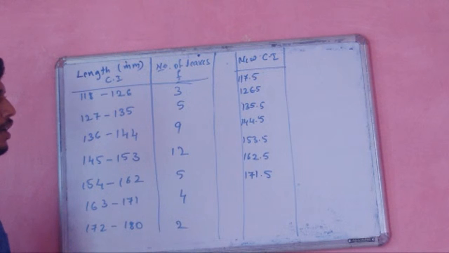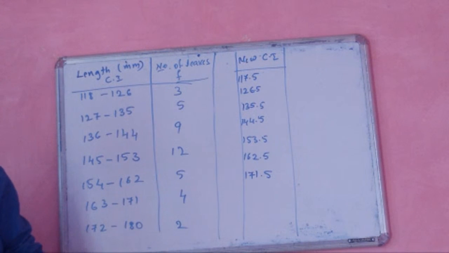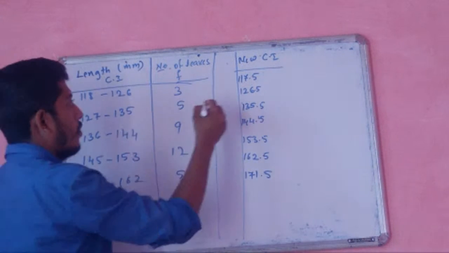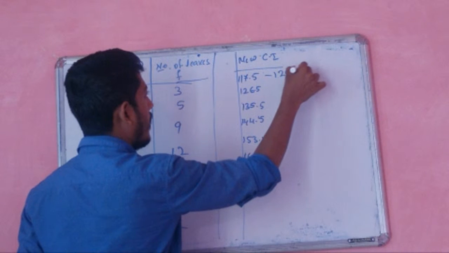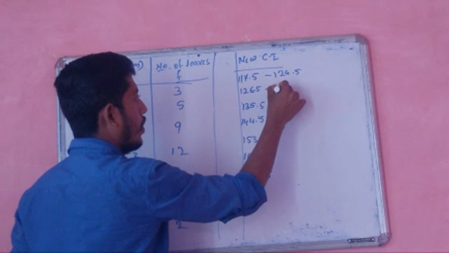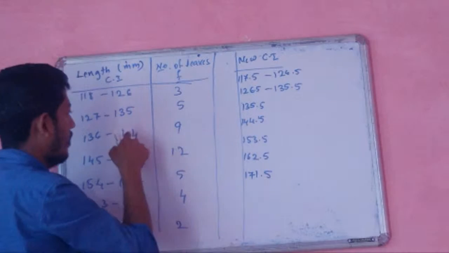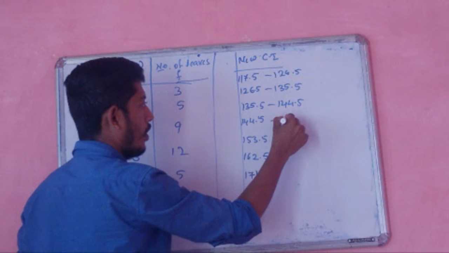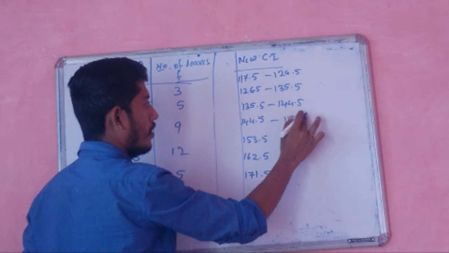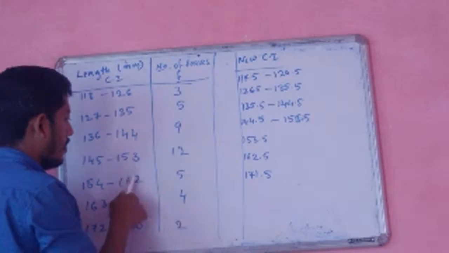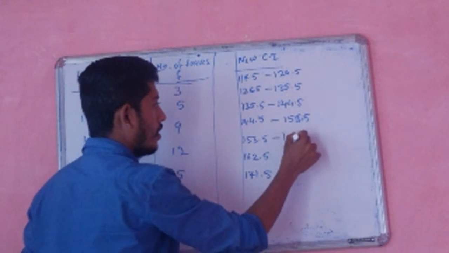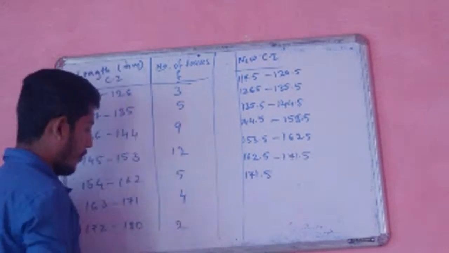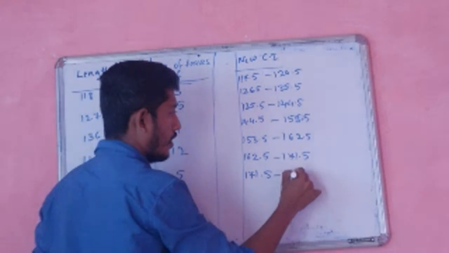Next we have to add 0.5 to the upper term: 126.5, 135.5, 144.5, 153.5, then 162.5, 171.5, 180.5.